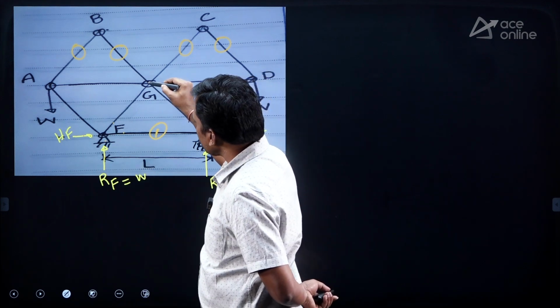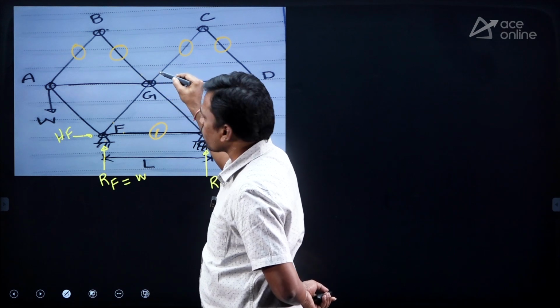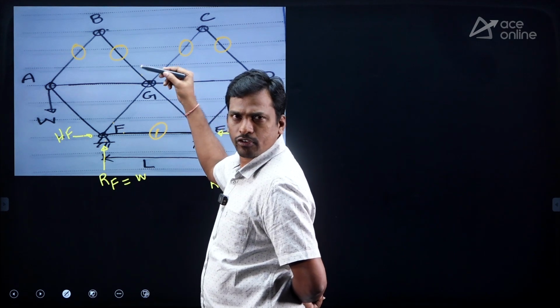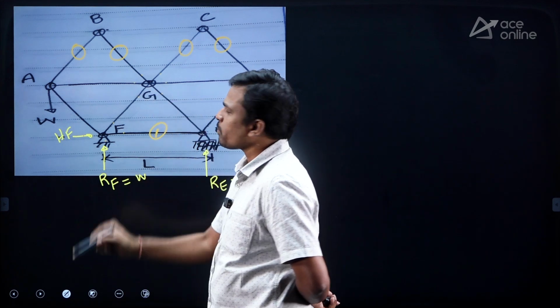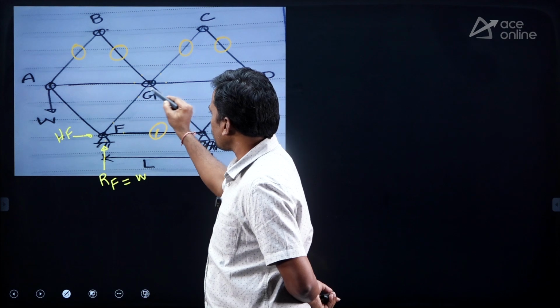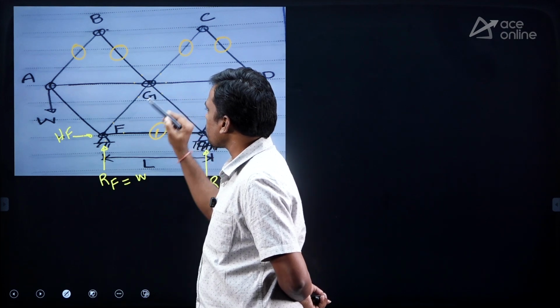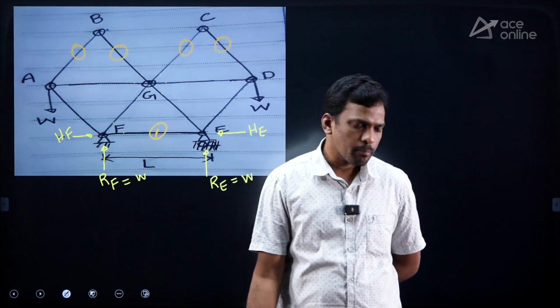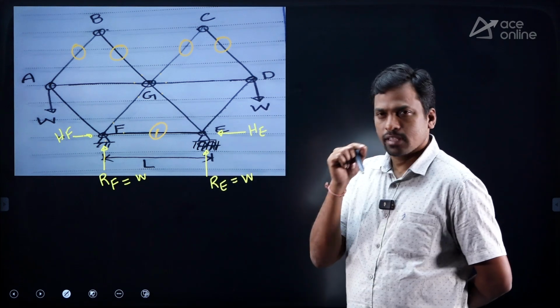Next, at joint G, how many members are meeting? These are the zero force members, right? No need to consider them. Remove the zero force members. So 1, 2, 3, 4 members only. Then with 4 members, is there a pair of collinear members? No, these two are on the same line, but these two are not on the same line, right? So we can't use the pair of collinear concept. Then here a shortcut is not possible.